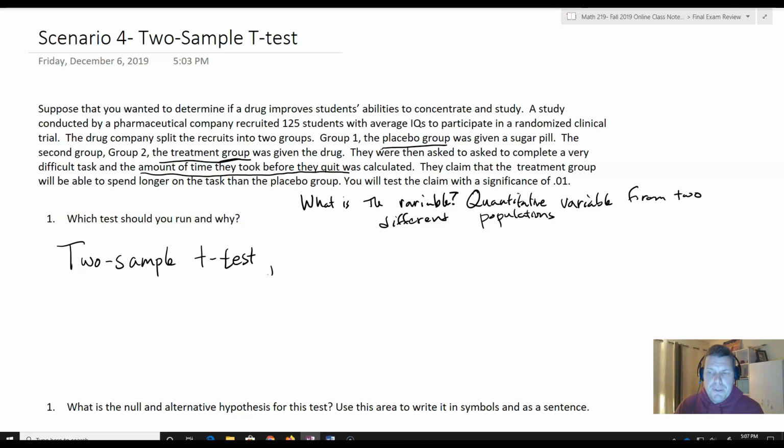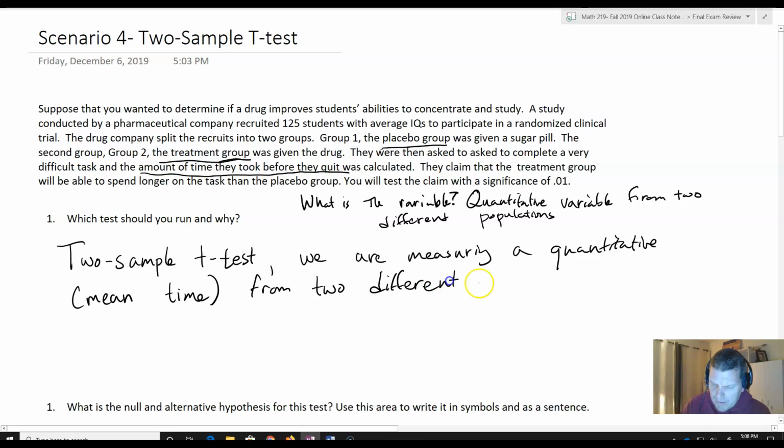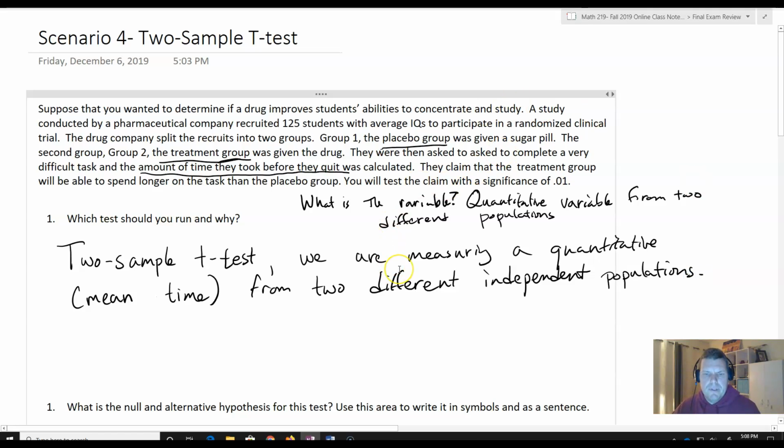Now for the two-sample t-test, what we want to get is we are measuring a quantitative variable, the mean, in this case mean time, from two different populations, two different unconnected or independent populations. Okay, great. So there we go.